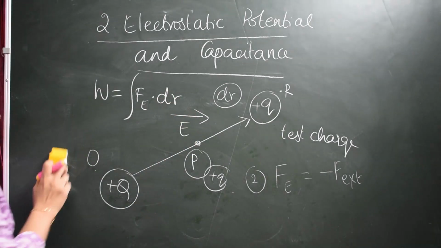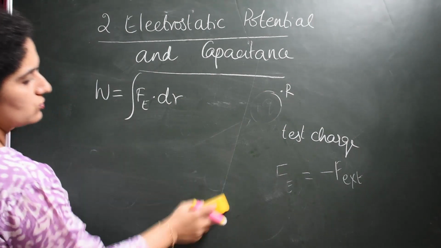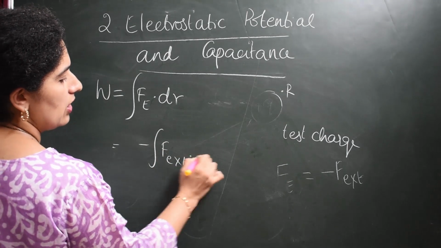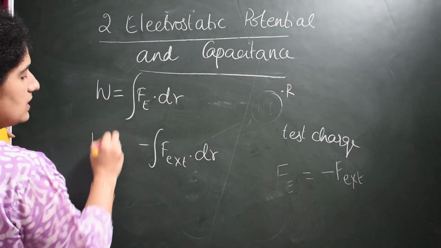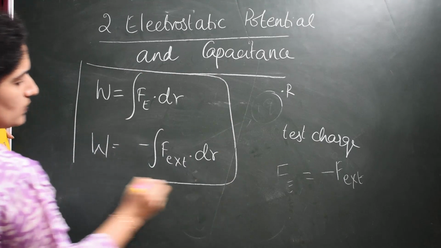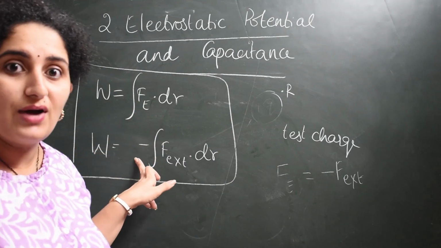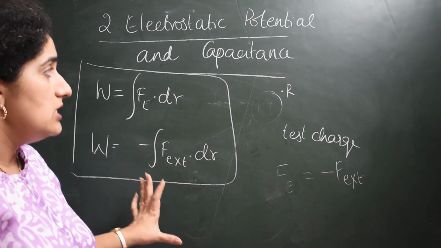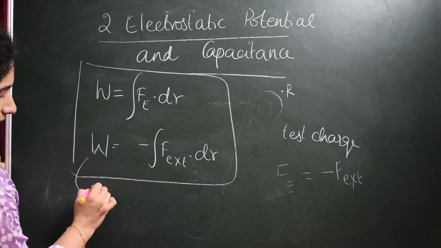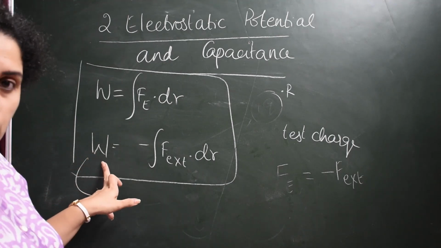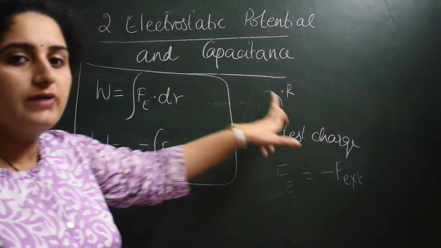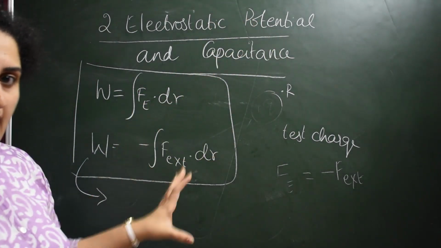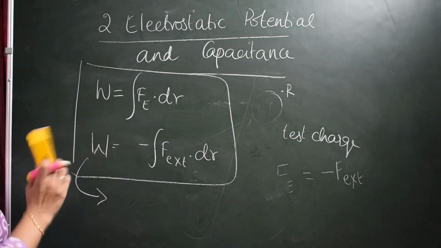As Fe dot dr. This Fe is also equal to minus F external, so you can also write it as minus F external dot dr. This gives the total work done. It is one and the same Fe, but see that you have a negative sign here: Fe is equal to minus F external. Now, the amount of work done to bring the test charge from one point to another is called electrostatic potential energy.